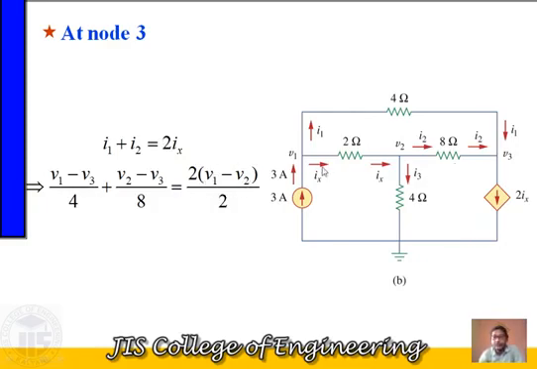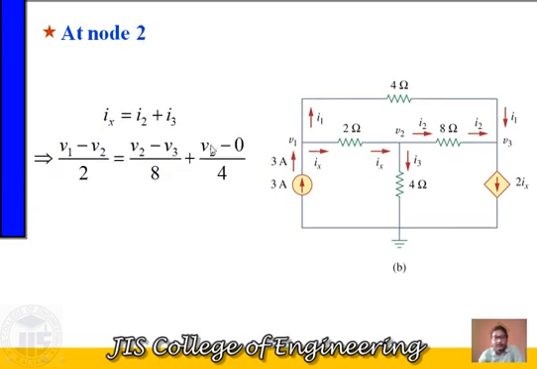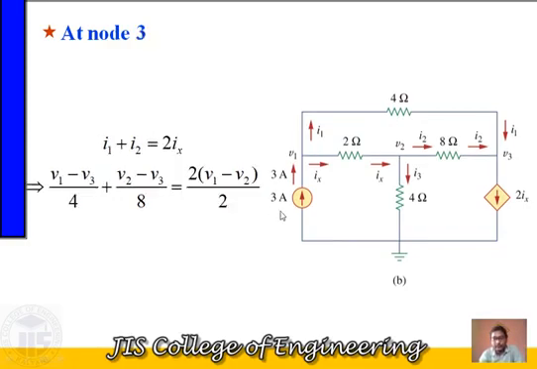Now we know the value of Ix, we have already found it. So what is the value of Ix? The value of Ix is V1 minus V2 by 2, that we have already found. Ix is equal to V1 minus V2 by 2. The same thing we put in for twice Ix, so twice into the value of Ix, which is V1 minus V2 by 2.